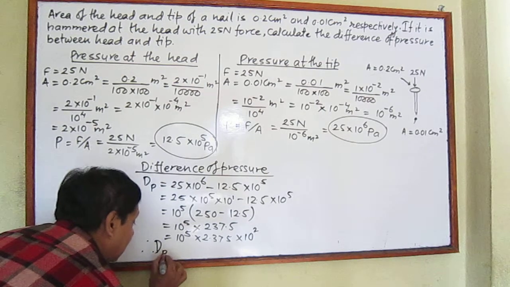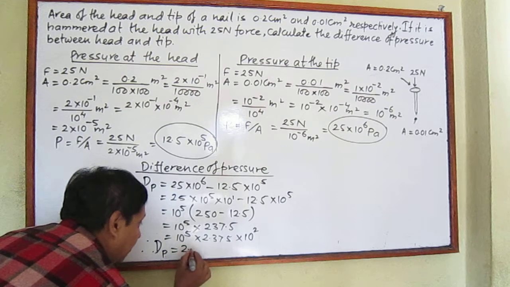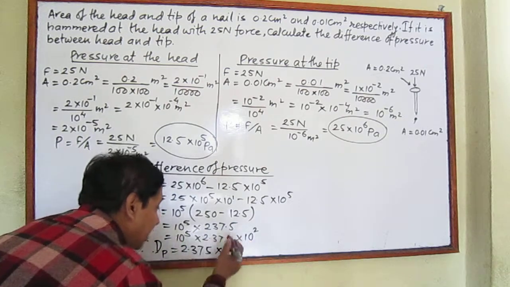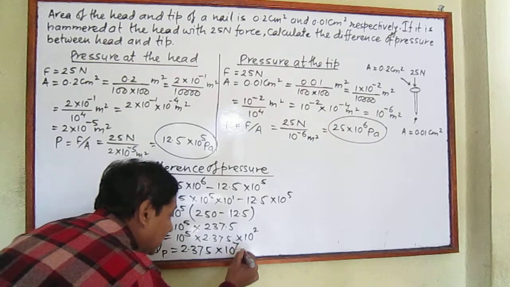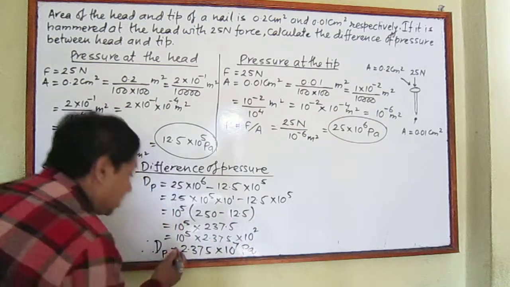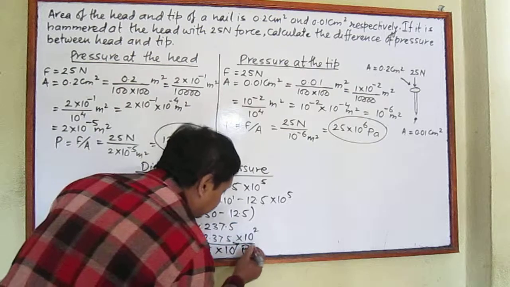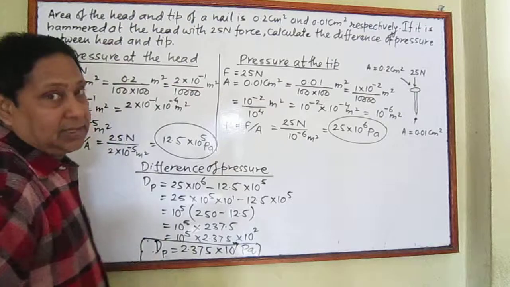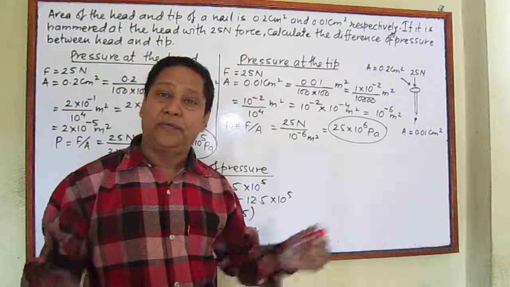Difference of pressure is equal to 2.375 into 10 to the power 7 Pascal, since the same base powers can be added. This is our last answer. Thus we can calculate the difference of pressure.